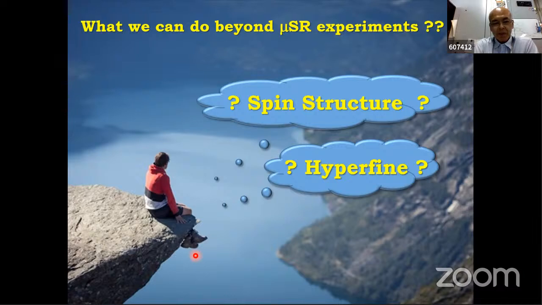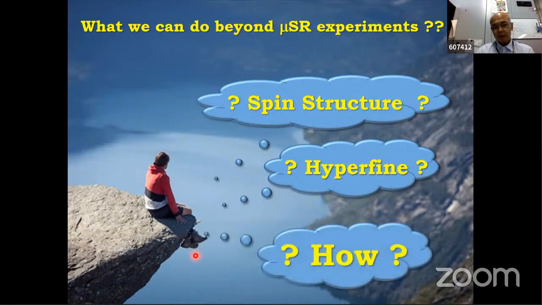This is very important to discuss the local interaction and local electric state around the magnetic moment in the material. But at this moment, hyperfine interaction is not easy to discuss from MUSR alone. Then what do we need? Again, we need computational efforts. So how? That is the question.